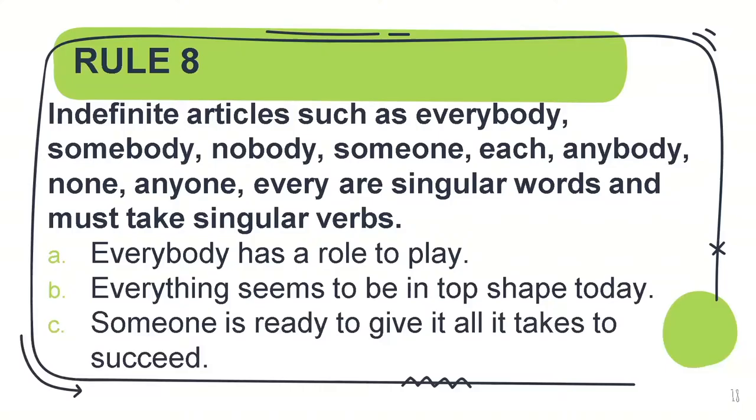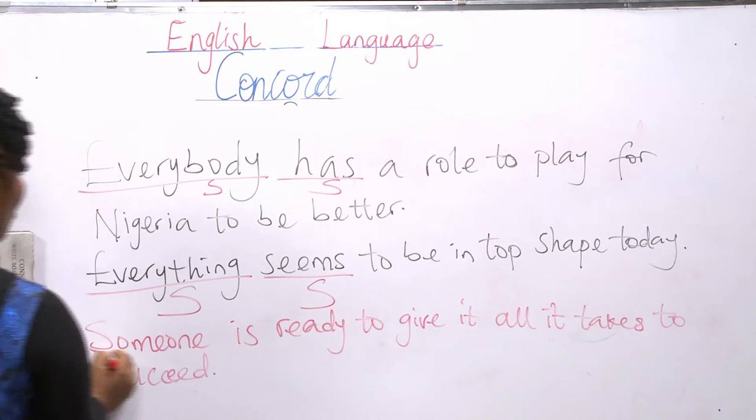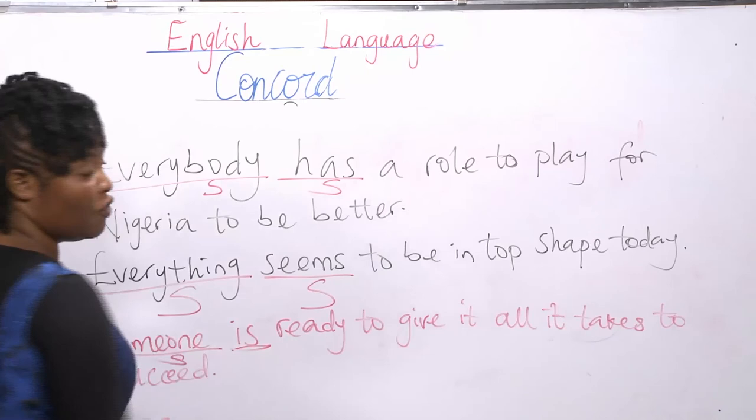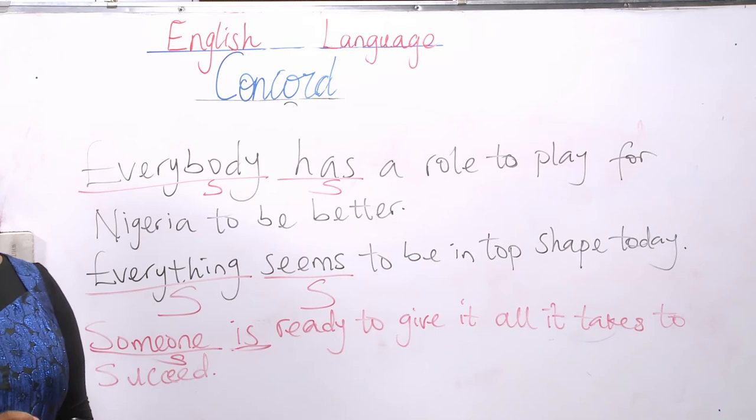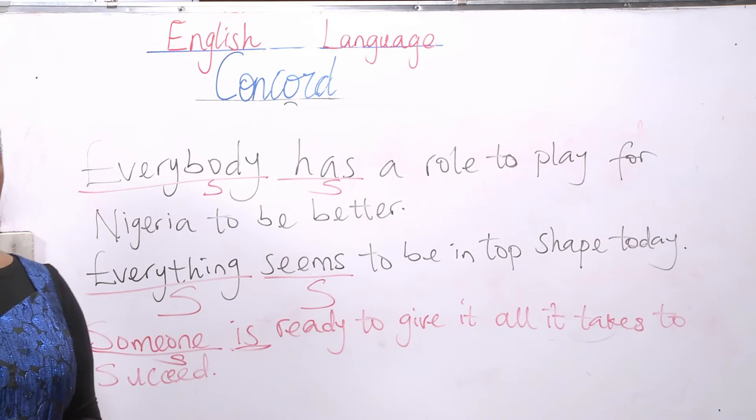One more example there. Someone is ready to give it all it takes to succeed. Someone, an indefinite article being our subject, takes the verb is, which is a singular verb. Someone is ready, not someone already. Someone is ready. Now we move on to Rule 9.